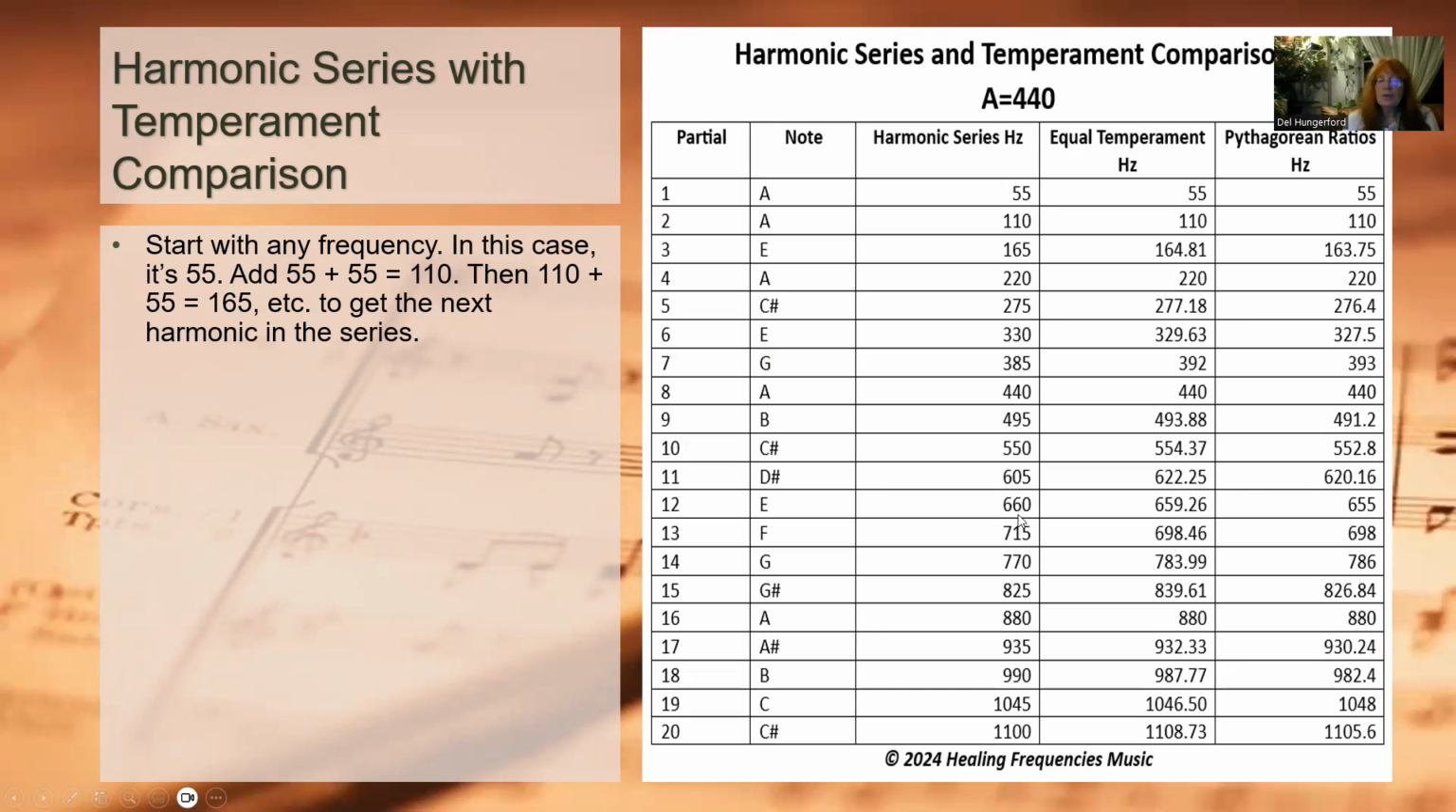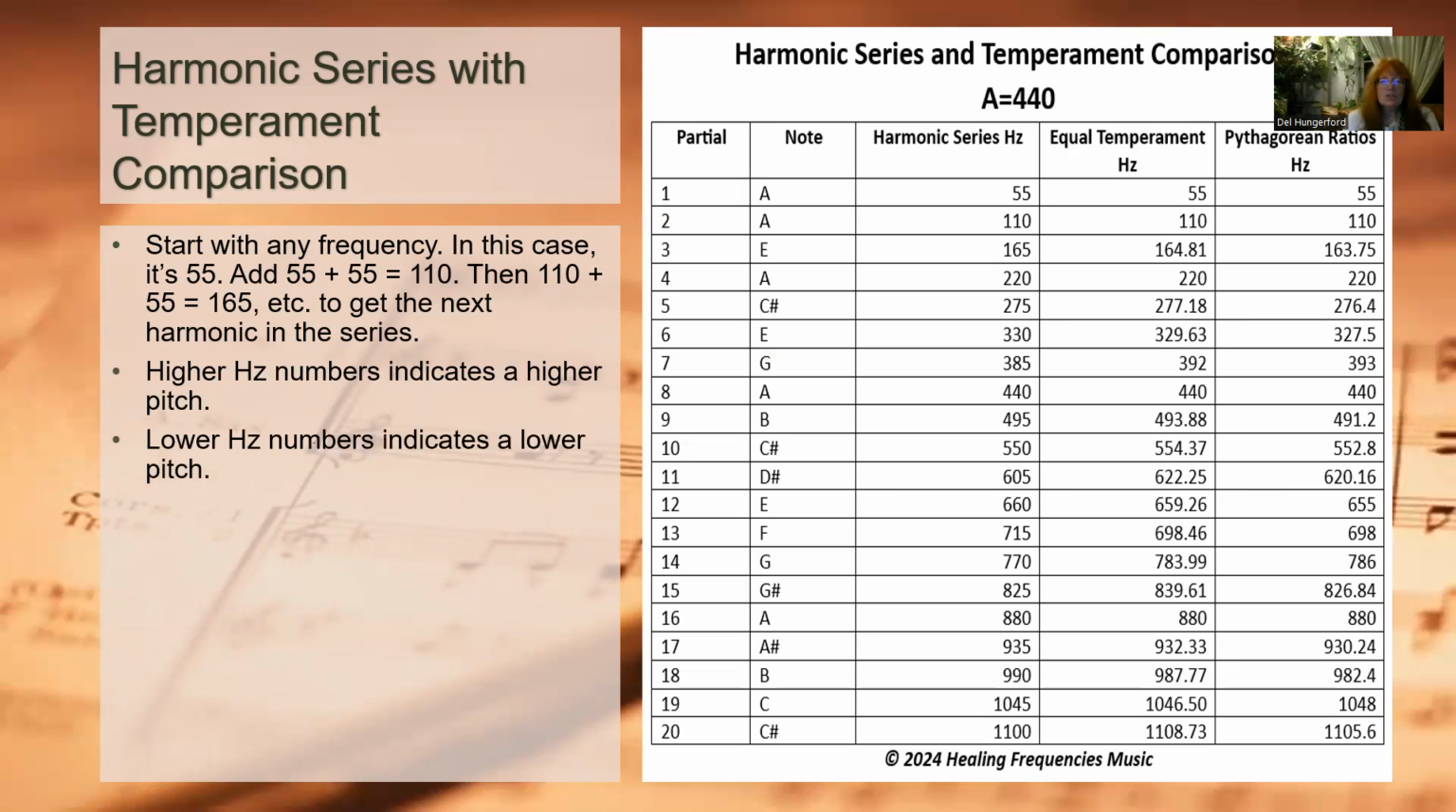660 is the 12th harmonic, which is an E. It's 659.26 in equal, and 655, which is slightly lower, in Pythagorean. So again, this is to show you the difference in the distance between notes and how that works with natural tuning. Higher hertz numbers indicate a higher pitch. Lower hertz numbers indicate a lower pitch.